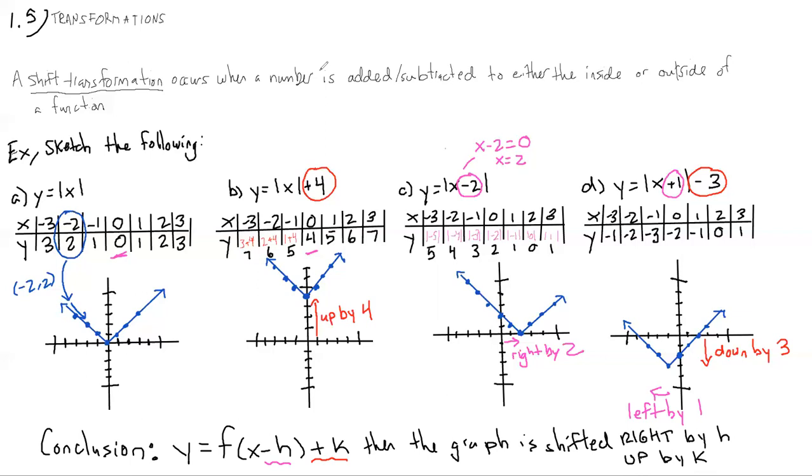So essentially it's saying that h affects the horizontal. It's going to move it left to right. So I'm going to put in a bracket there. It'll be left if h is negative. And similarly, when we say up by k, for example, in the D example, it actually will go down if k is negative.